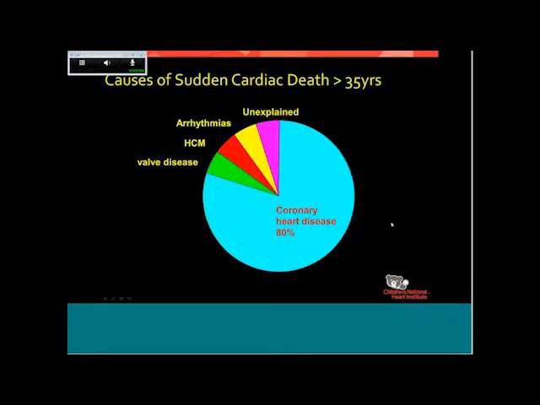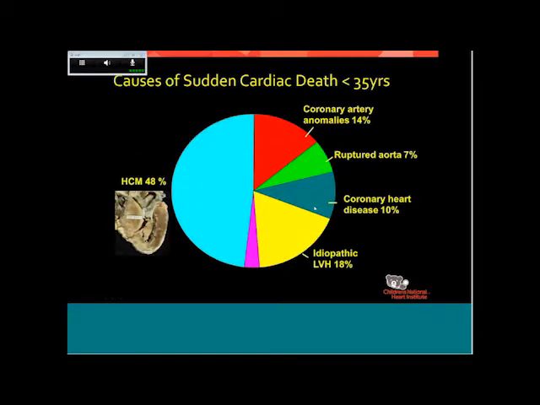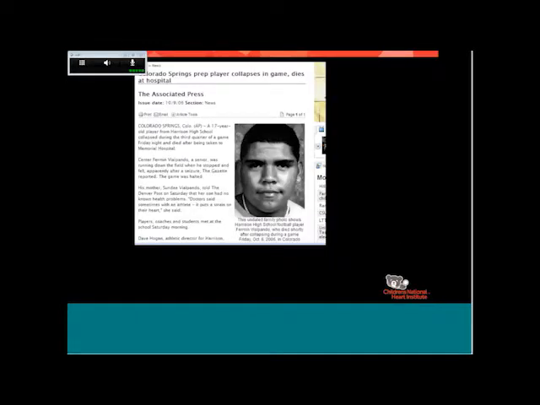So it's different in older young adults. By age 35, the vast majority of sudden death is coronary heart disease, even at age 35, and in people in their 60s. Whereas under 35, the majority is due to hypertrophic cardiomyopathy and only 10% due to coronary heart disease, as compared to 80% in older adults. These, as I mentioned, disproportionately make the press.